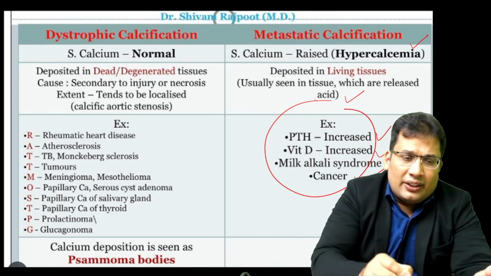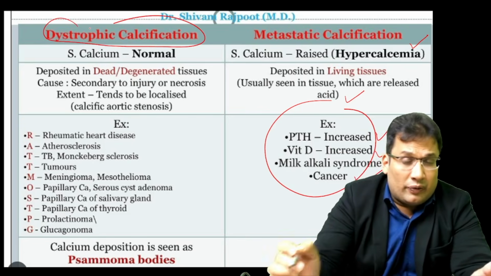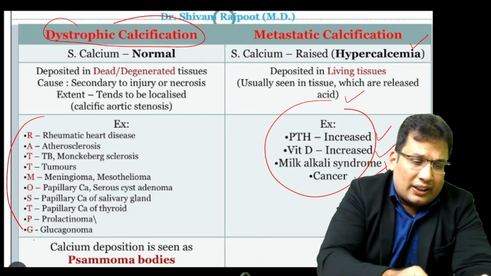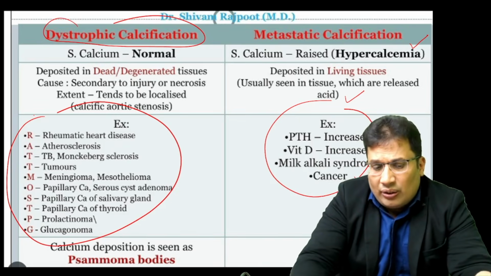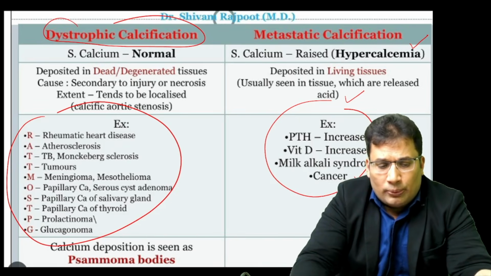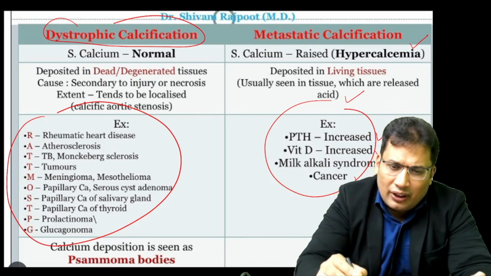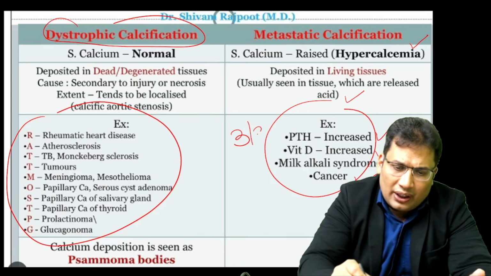In the same way, just remember dystrophic calcification: D for dystrophic, D for dead tissues. It is associated with conditions like rheumatic heart disease, atherosclerosis, tuberculosis, tumors, meningioma and all. Psammoma bodies are also seen in dystrophic calcification. If you write these points, you will get 3 out of 3.